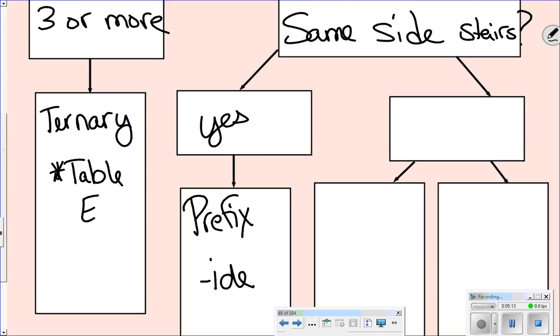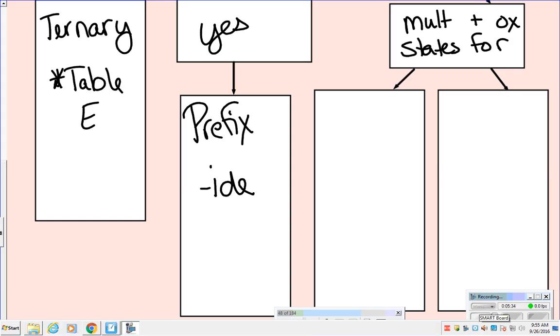the periodic table. If they are not on the same side of the staircase, we have to, actually, let me do this one more time. Sorry. We have to ask ourselves: do we have multiple positive oxidation states for our metal?